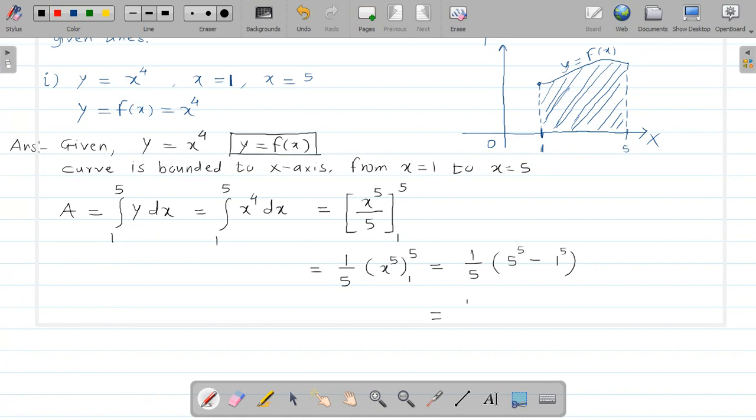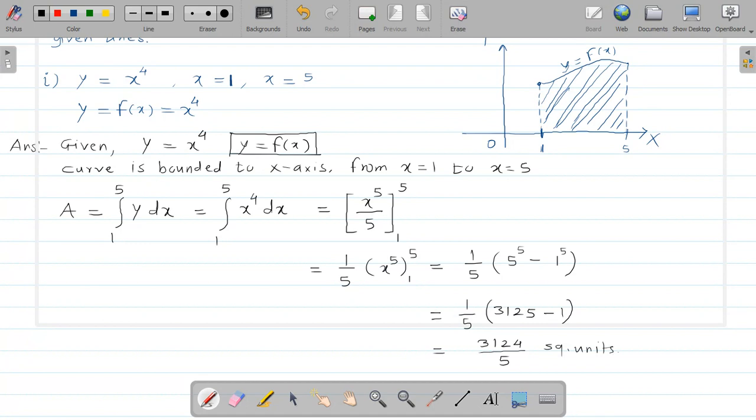See the calculation here by which you will get the area of the region. So here it is 1 upon 5 as it is. Now 5 raised to 5 is 3125 minus 1 raised to 5, which is 1, and hence we get 3125 minus 1, that is 3124 upon 5 square units.